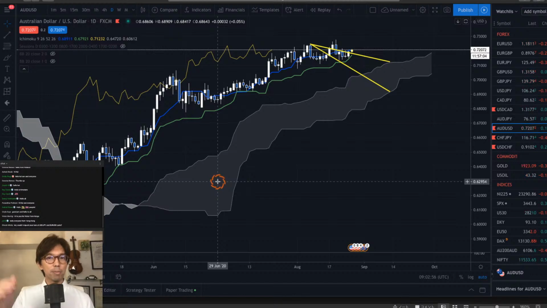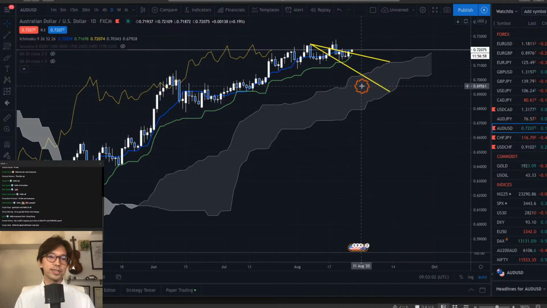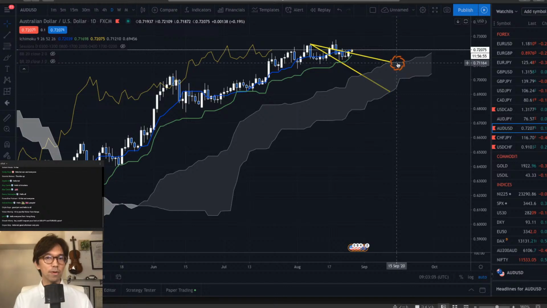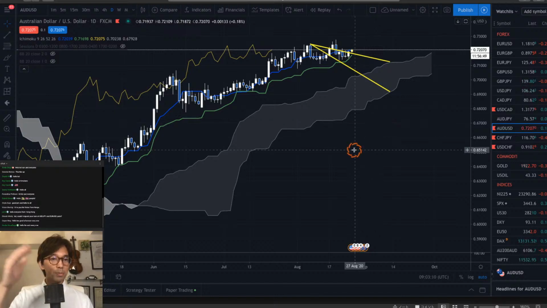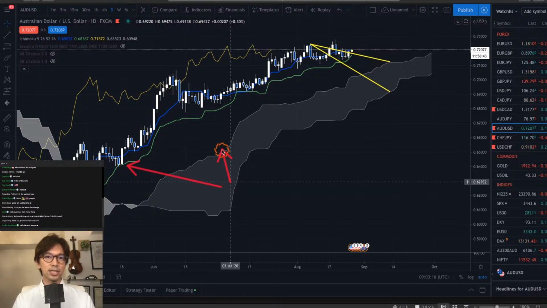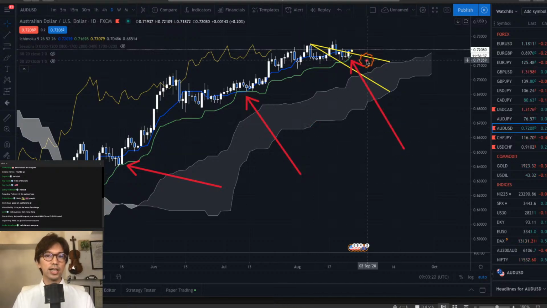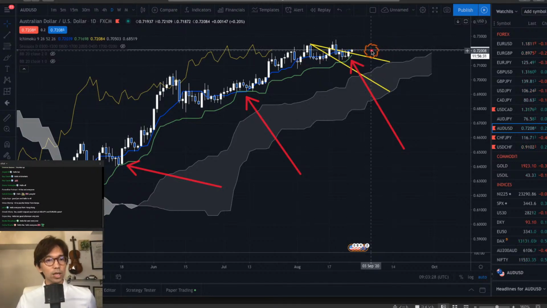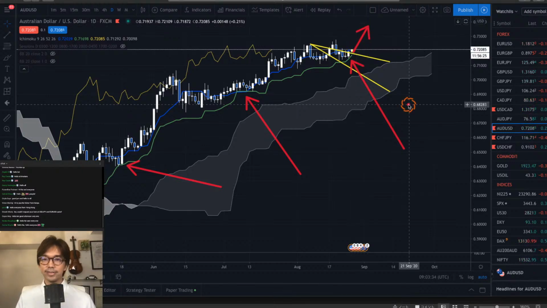AUDUSD currently is above the forecast lines. So this is bullish. The Kumo is moving up and Kijun Sen is moving up too. Price is consolidating now, but from the Ichimoku viewpoint, this is an uptrend. The price has been supported by this Kijun Sen a couple of times in the past, these points, and also right now Kijun Sen is supporting the price on the daily chart of AUDUSD. So I expect the price to continue to go up this way, and that's why I'm buying this currency pair. Let me break it down to lower time frames.